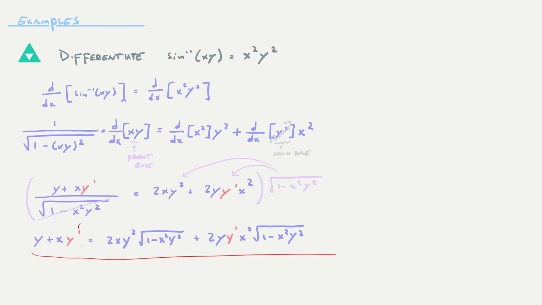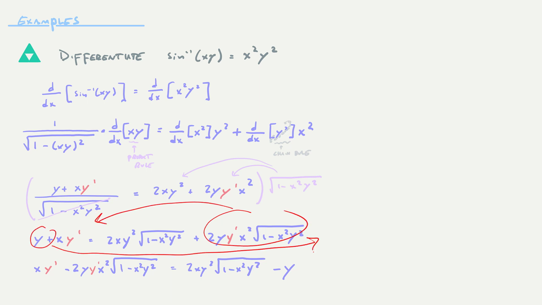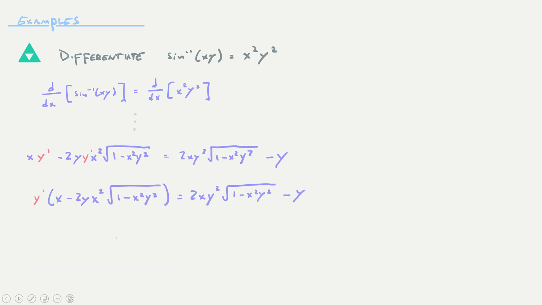My goal now is to get the things that have the y prime in it on the same side of the equation, and the things without the y prime in it on the other side of the equation. So I moved this over to here, and this over to here. Okay, so I got x y prime. Well, I got this. You guys can just look at that there. Because both of the things on the left have a y prime in it, I factored it out. So the y prime, just factoring it out. Really, I should do it like this, but that's where I put it. What's left over is x minus 2y x squared square root 1 minus x squared y squared.